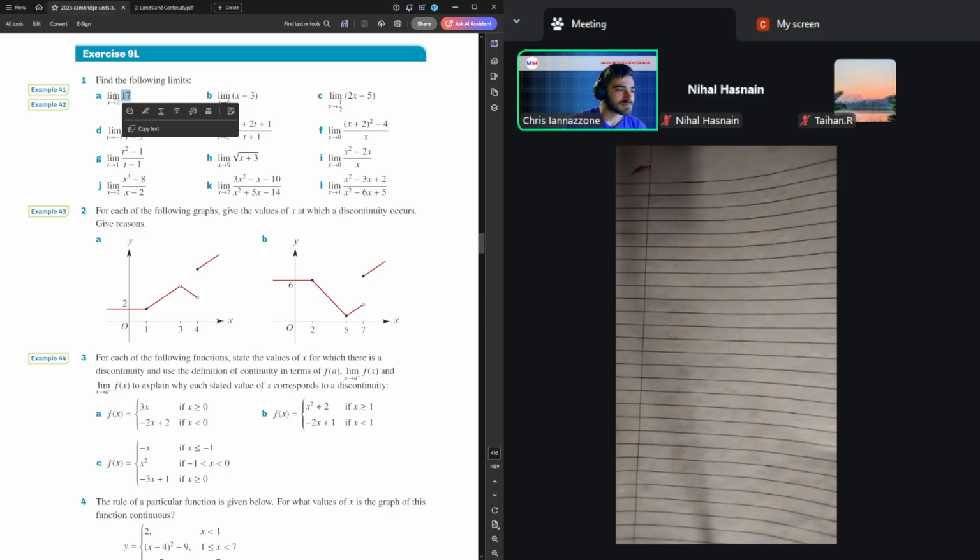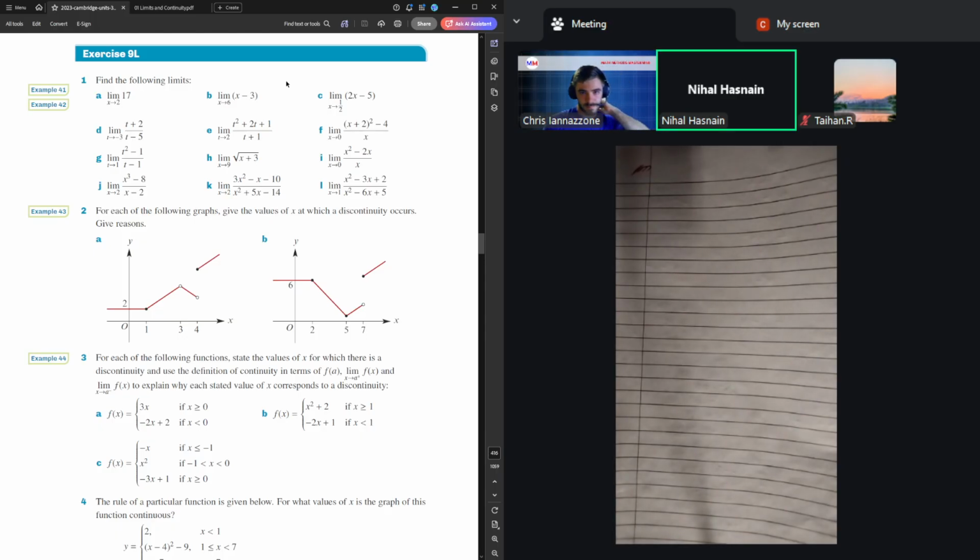I haven't really shown you what's going on with that specifically, but does anyone want to take a guess as to why that's a bit nonsensical? Limit of 17 as x approaches 2. 17 doesn't... it's just a straight line, flat line. Yeah, precisely. It's got no dependence on x whatsoever. It's just a flat horizontal line, so it's just going to end up being 17 exactly.